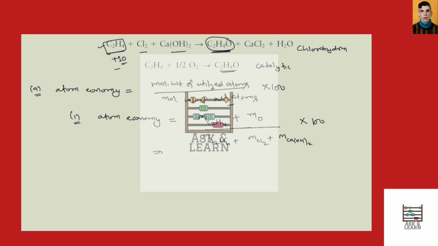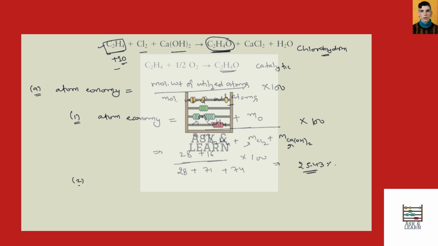So putting up the values, we can easily say that the numerator becomes 28 for this C2H4 plus 16, because the atomic mass of oxygen is 16 only. Now again, writing 28 in place of the molecular mass of C2H4, plus 71 in place of molecular mass for Cl2, and plus 74 as the molecular weight of calcium hydroxide, and this is multiplied by 100. So solving this, we can get 25.43%. So basically atom economy for this first route, or chlorohydrin route, is obtained as 25.43%.